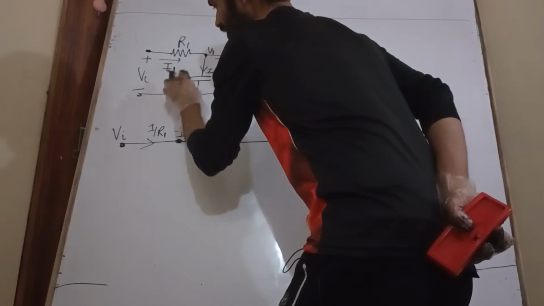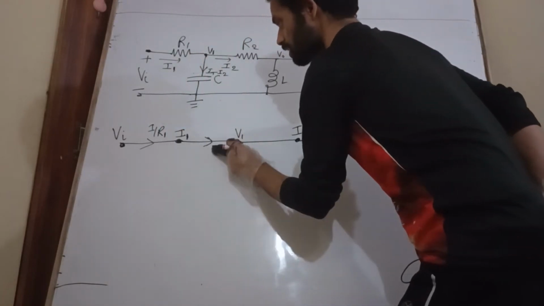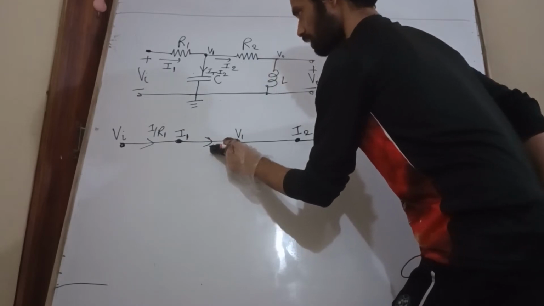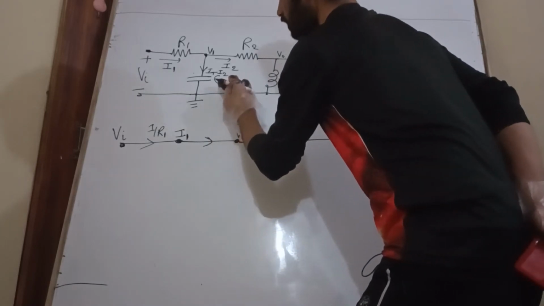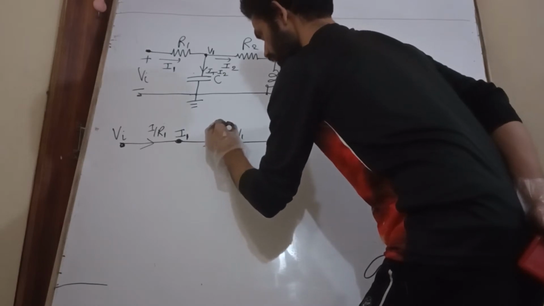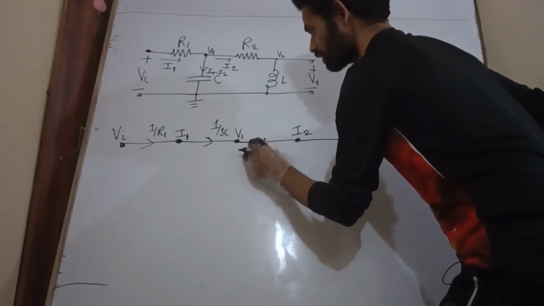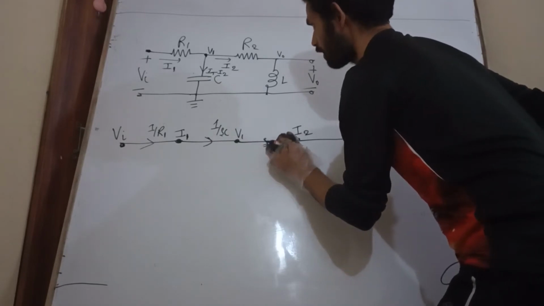Resistance is resistance, then it is admittance. If the first one is admittance, this must be what? Impedance. So this is just impedance. Capacitor impedance is how much? 1 by sC. Okay, so now if it is impedance, this must be admittance.